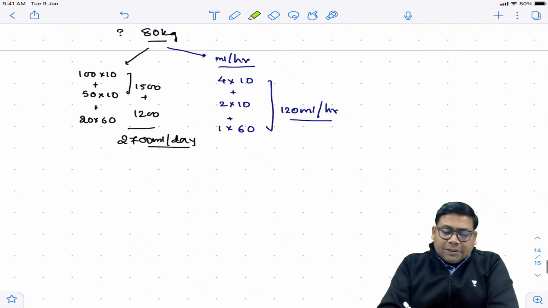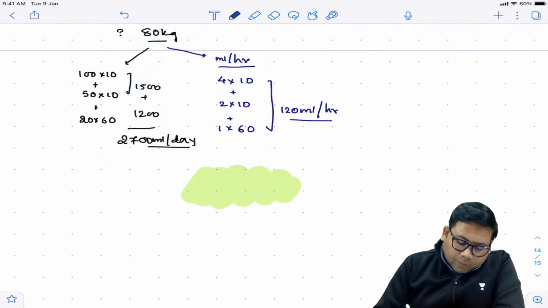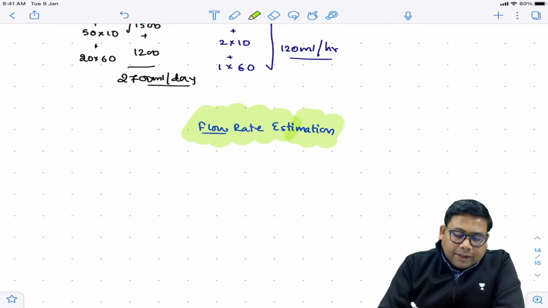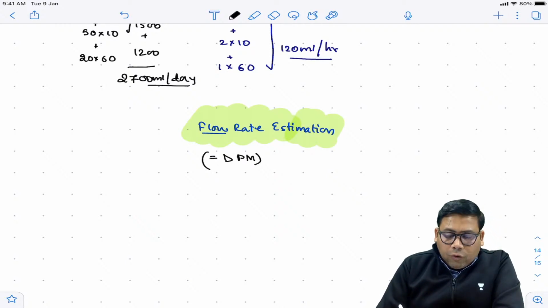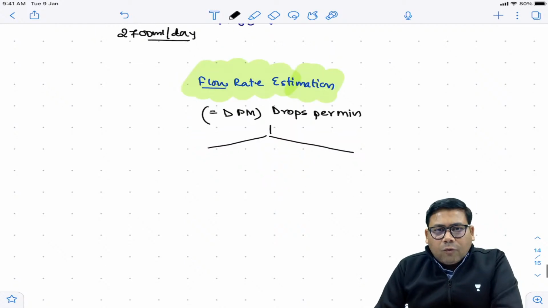The next challenge is to calculate the flow rate, and this is again very, very important. So, flow rate estimation. How do you do this flow rate estimation? It is determined in terms of DPM. What do you mean by DPM, students? DPM stands for drops per minute. When you talk about drops per minute, there are two tricks that you need to follow.